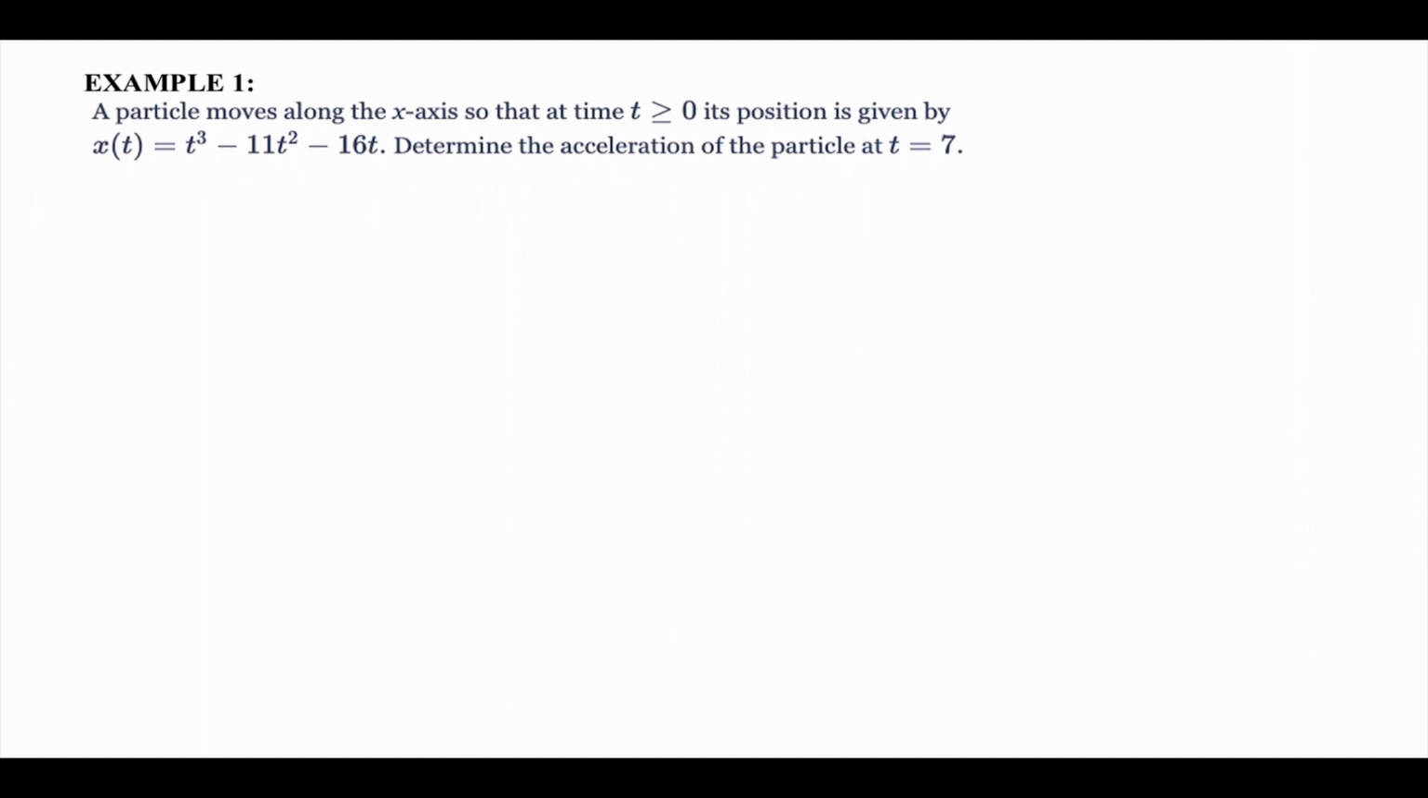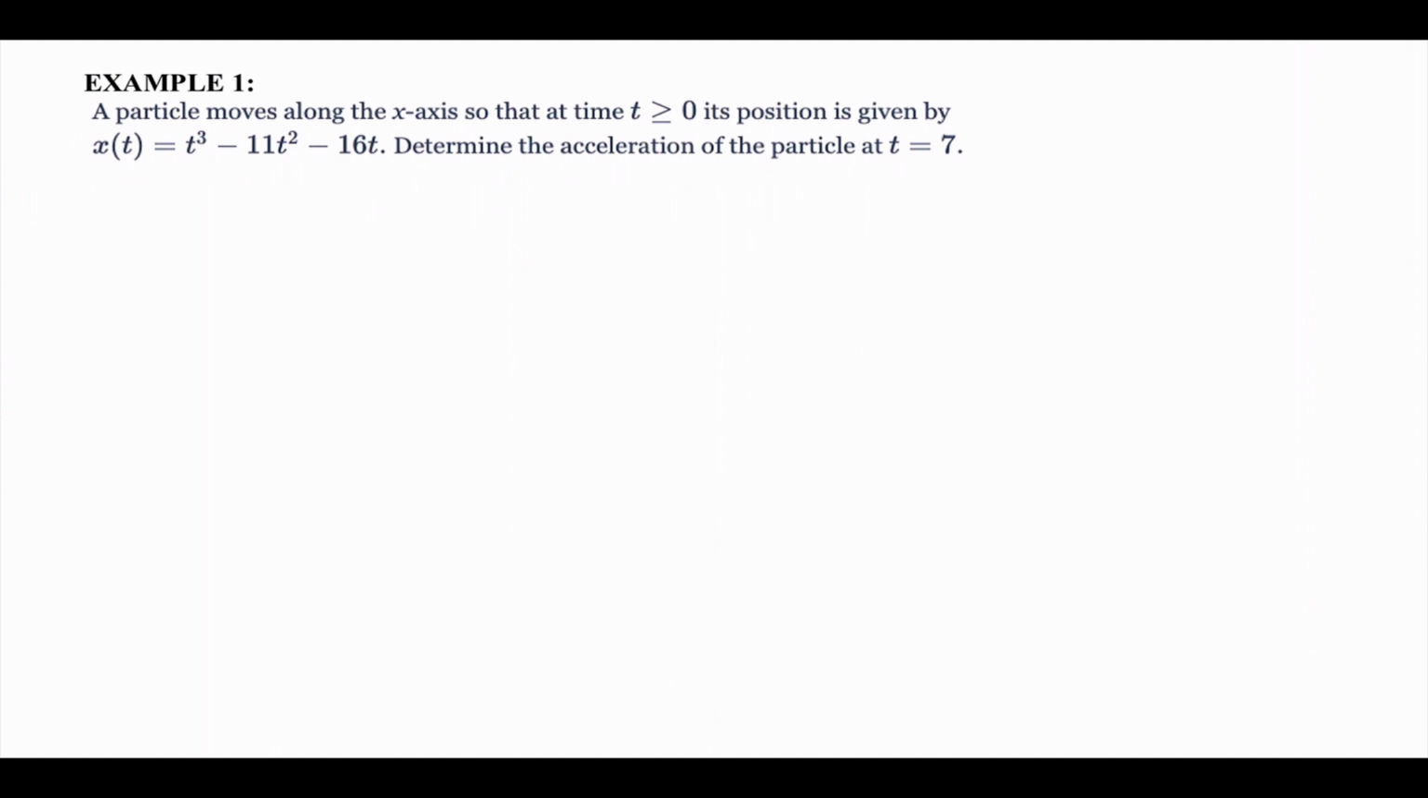Okay, example number 1. A particle moves along the x-axis, so it's moving left and right. If it's moving along the x-axis, it's only moving left and right. So at time, it starts at 0, time can only be positive. Time is greater than or equal to 0 means it starts at 0 and time is only positive. We can only move one way in time, right? We can't move back in time.